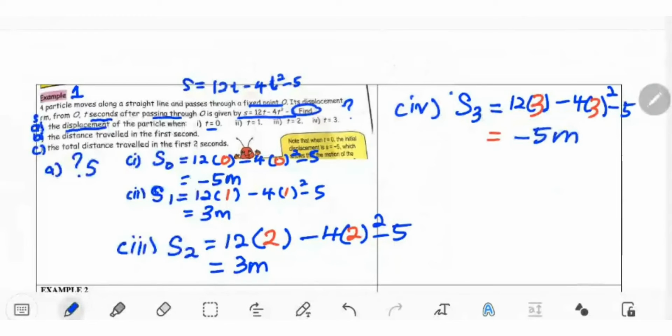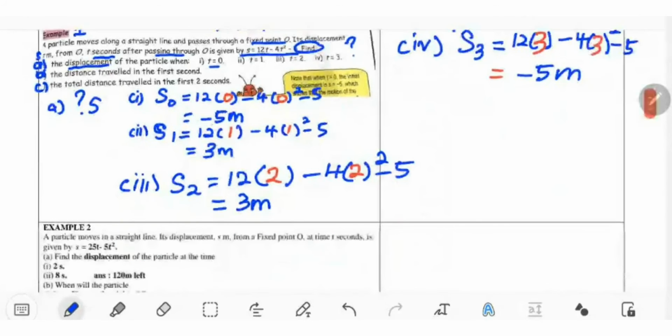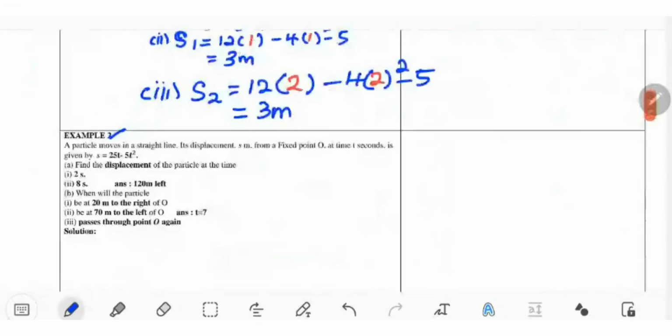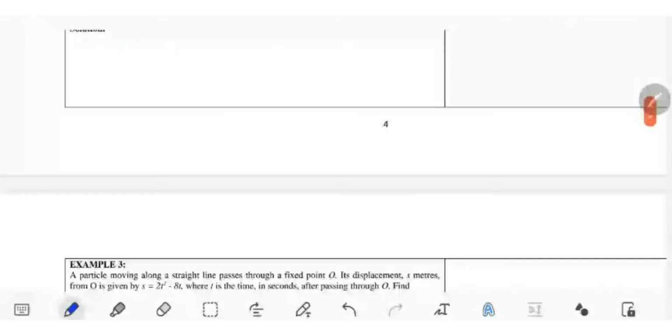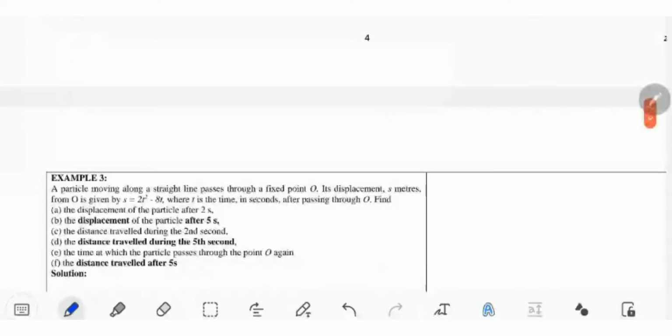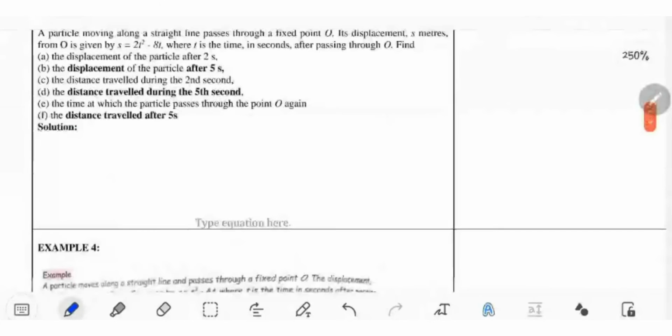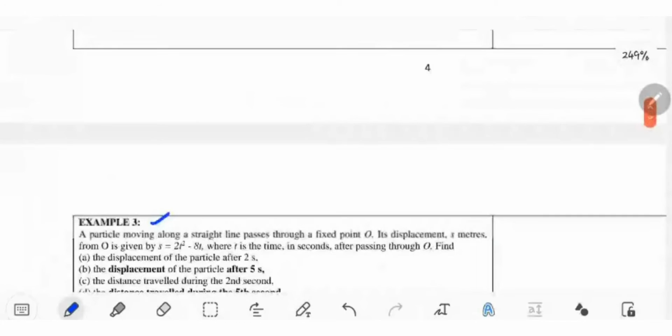Senang je kan? Boleh, cikgu. Okay, nanti yang you all pergi tengok example tu, yang mana yang boleh buat tu you buat. Okay, example 3. Semualah yang ada kat sini, kalau boleh buat, you buat je. Okay, kita cuba the next one.